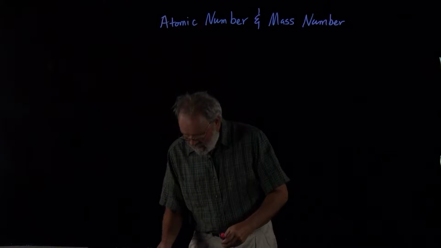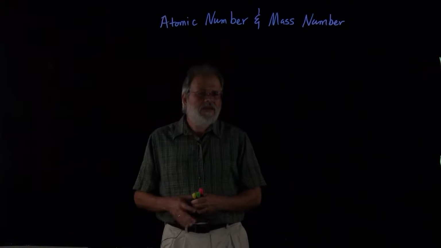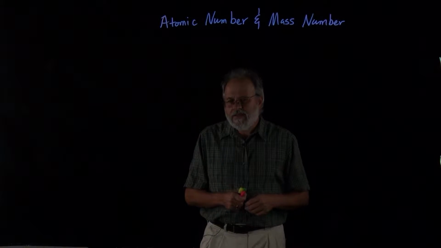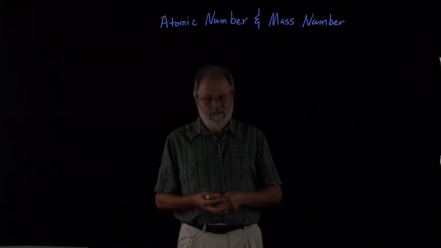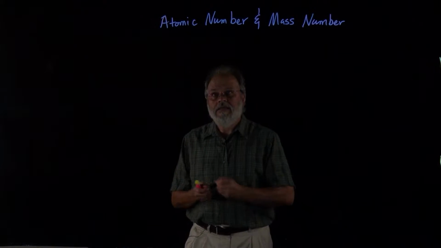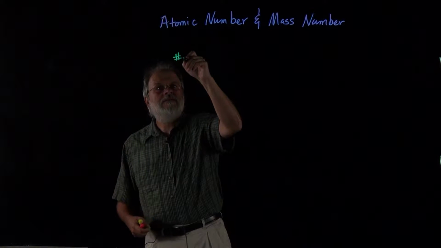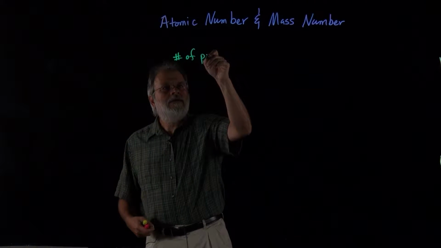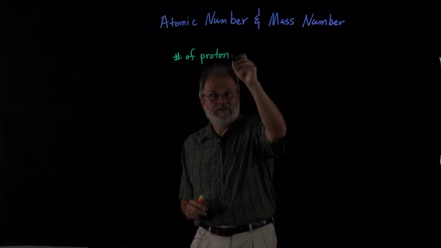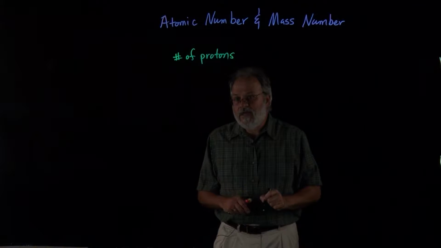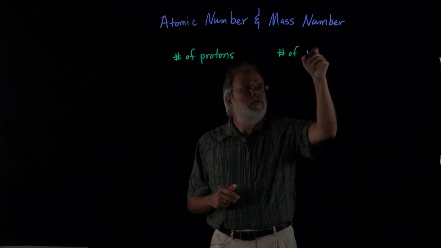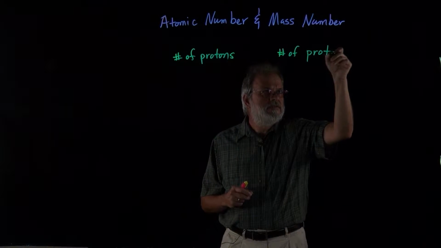All right, so this video will go into more detail about the structure of the atom, particularly the concept of the atomic number and the mass number. All right, well, it's real simple. The atomic number is the number of protons. We count them, and so the atomic number is an integer. All right, the mass number is the number of protons plus neutrons.